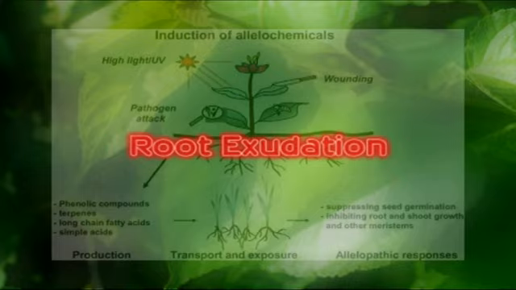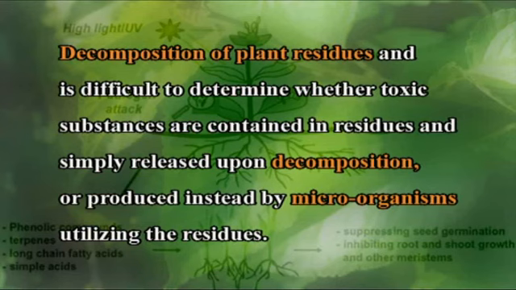Root exudation: from plant roots into the soil environment. Whether these compounds are actively exuded, leaked or arise from the sloughing of dead root cells is not clearly understood at this time. Decomposition of plant residues: it is difficult to determine whether toxic substances are contained in residues and simply released upon decomposition or produced instead by microorganisms utilizing the residues.